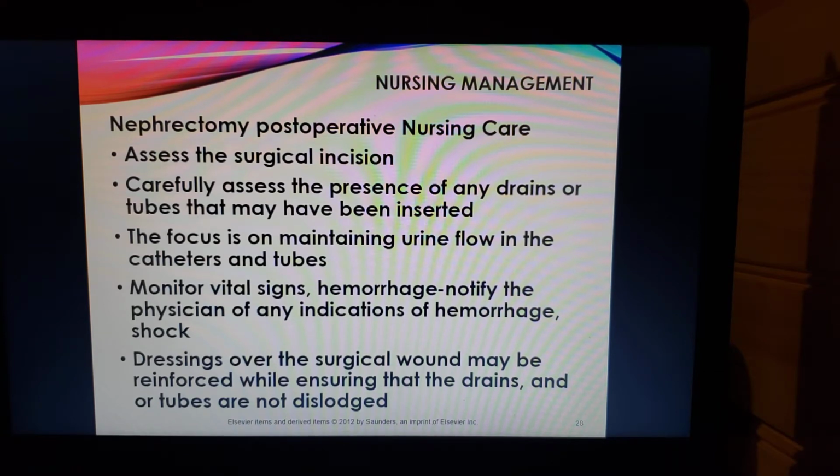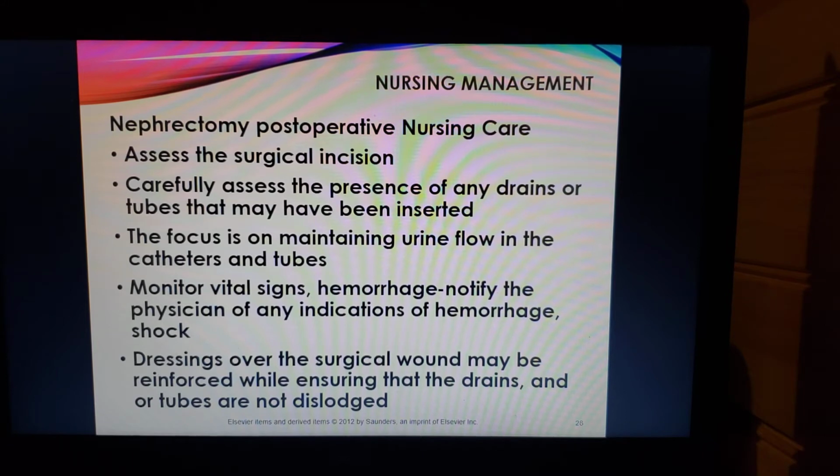This slide talks about nursing management of post-operative nephrectomy. So understand the care anytime a patient has surgery on their kidney. We want to make sure we're monitoring the surgical incision. Again, hemorrhage is the high risk for these patients, so we want to make sure we're monitoring that.